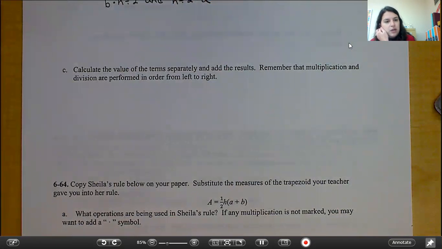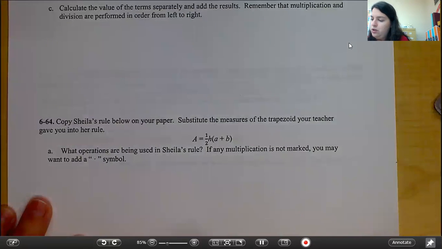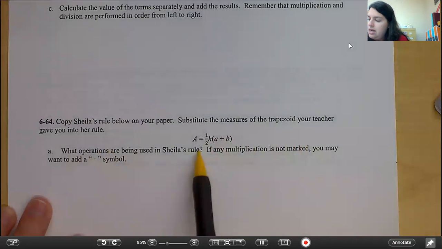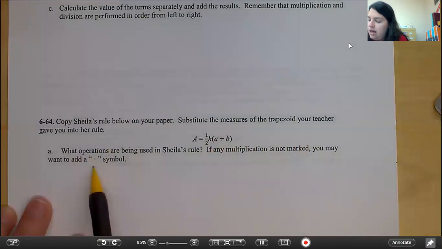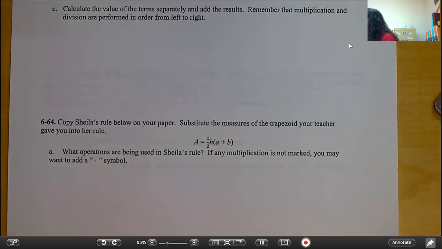Okay, if you're back with me, you've answered part C. We're going to save that and talk about that in class. 664 says copy Sheila's rule below on your paper. Substitute the measures of a trapezoid your teacher gave you into a rule. A equals 1/2 h times a plus b. What operations are being used in Sheila's rule? If any multiplication is not marked, you may want to add a multiplication symbol, which is just a little dot. So go ahead and pause that and do part A.